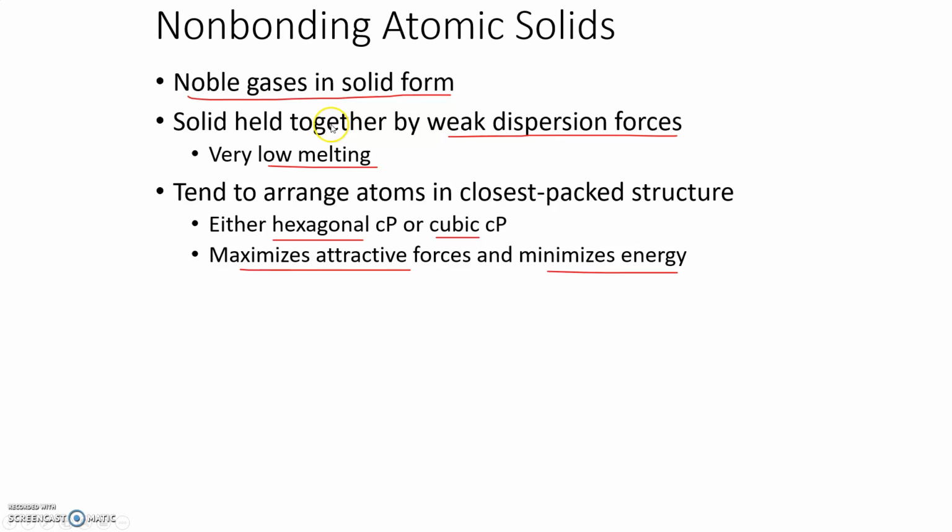In this case, the atoms are held together by weak dispersion forces. That's why they have low melting points. They tend to arrange atoms in a closest-packed structure, either hexagonal or cubic. And in this case, they maximize the attractive forces while minimizing the energy.